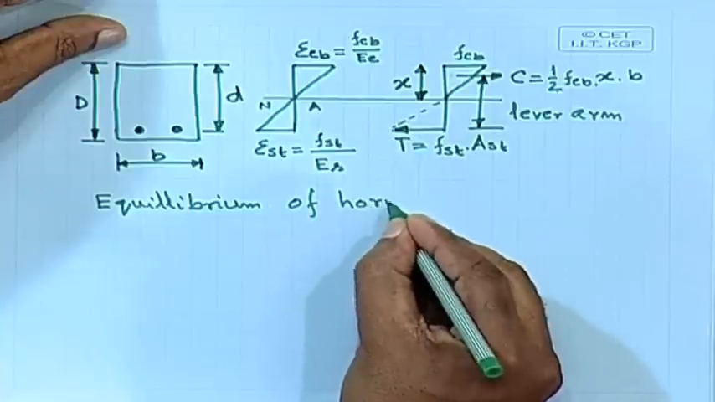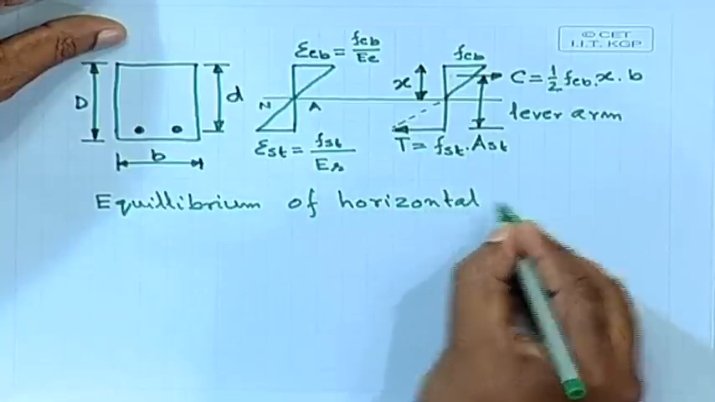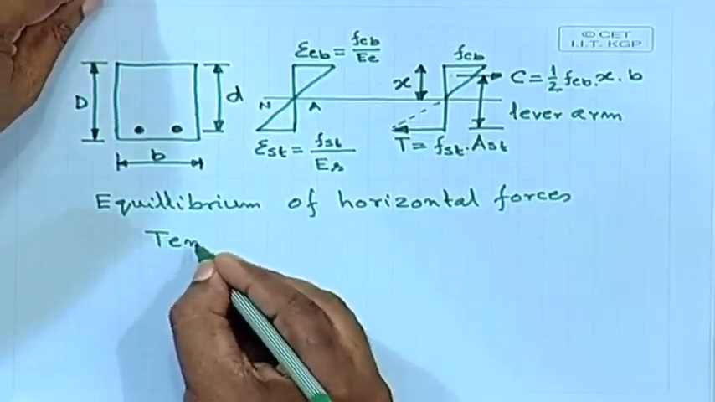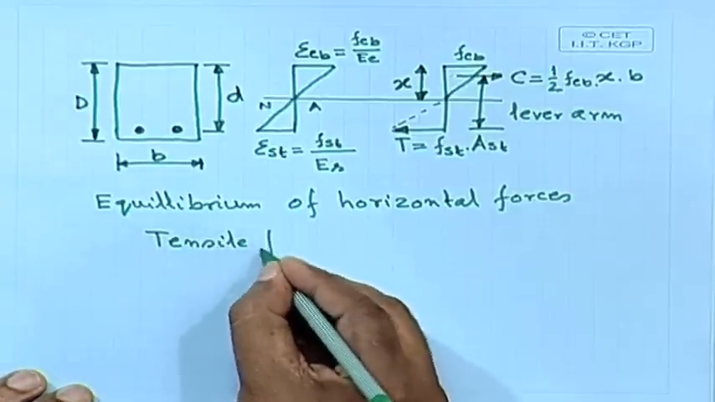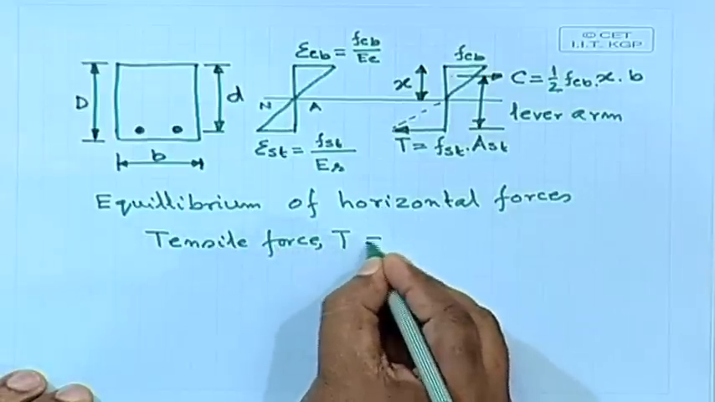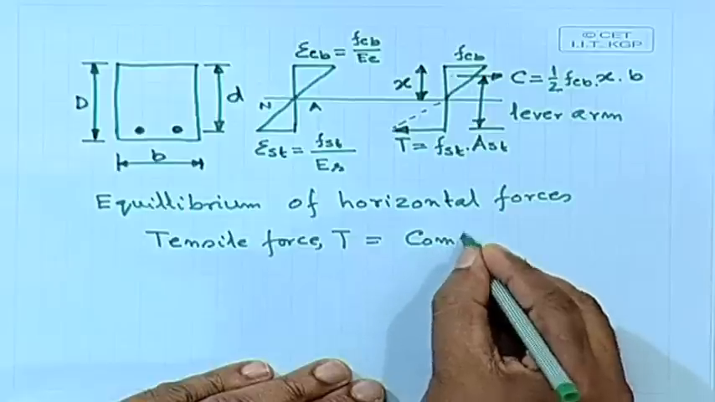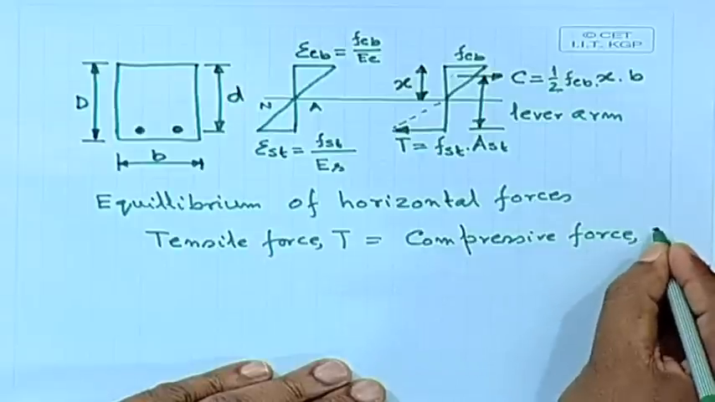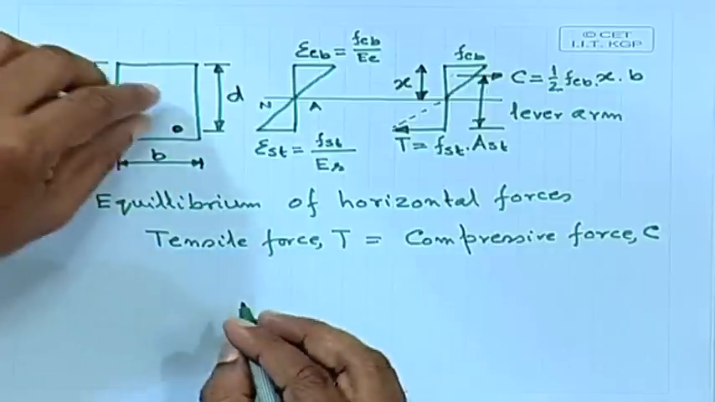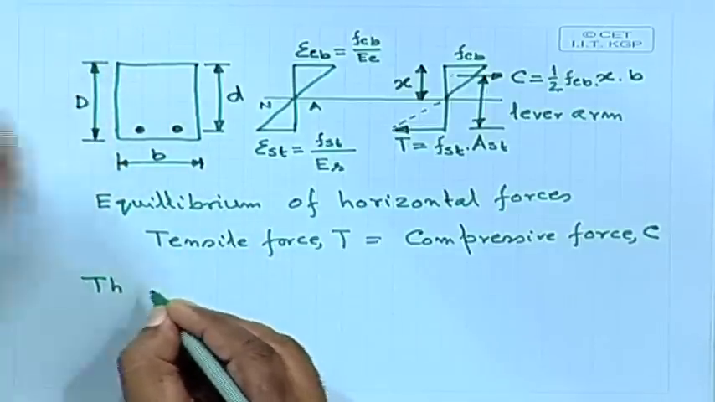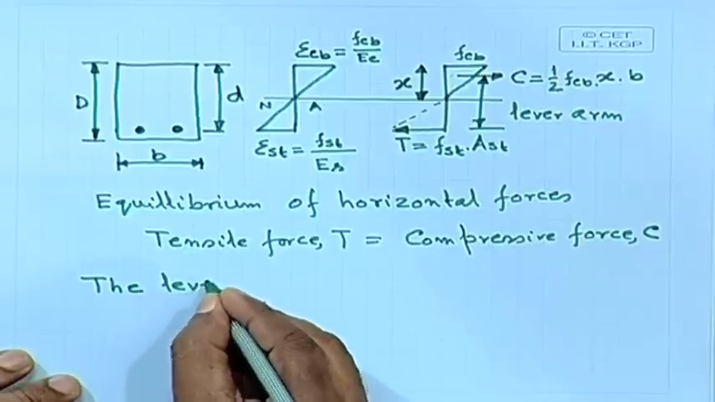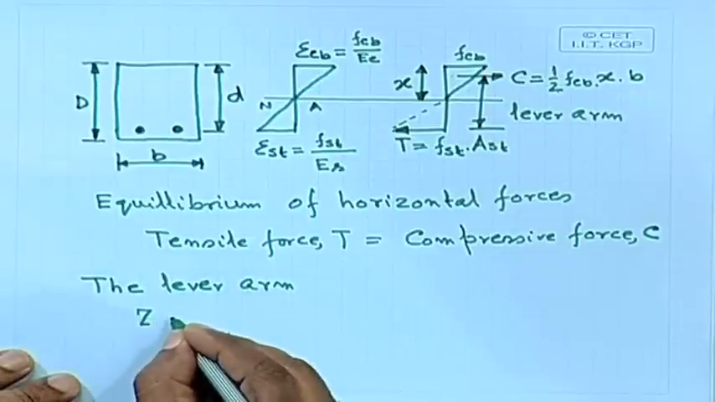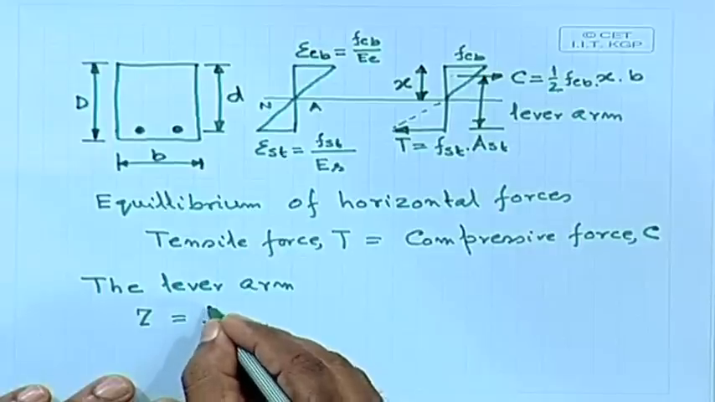So, equilibrium of horizontal forces. Tensile force T equal to compressive force C. The lever arm we can consider as Z, and we can write it as a fraction of D, say JD.